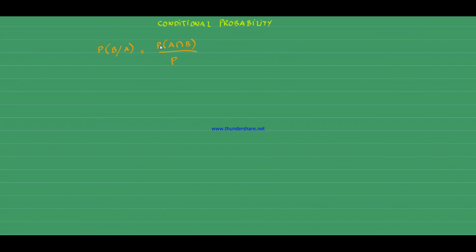Oh, I'm sorry, not probability, the cardinality. So the cardinality of event A intersecting event B over the cardinality of event A. So event B over here has a condition, and the condition is event A. It must satisfy the occurrence of event A.